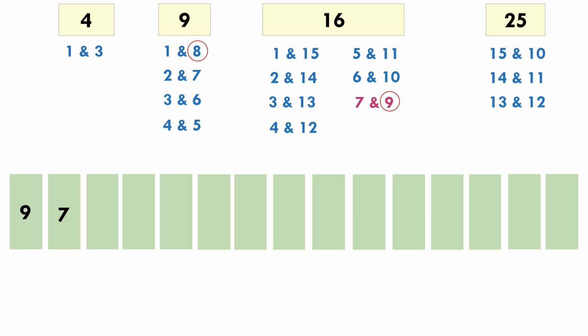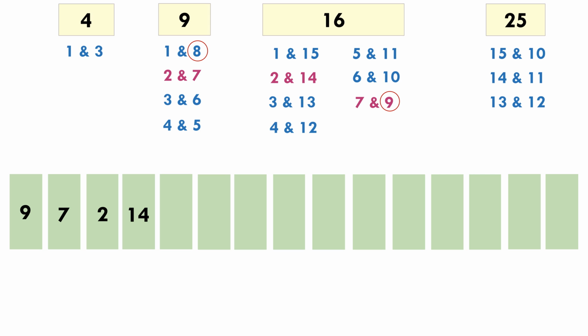Now, let's look for options for 7. The only pair remaining for 7 in the list is with 2. So let's write 2. Now, let's check out options for 2. The only pair remaining for 2 in the list is with 14. So the next number in the sequence will be 14.